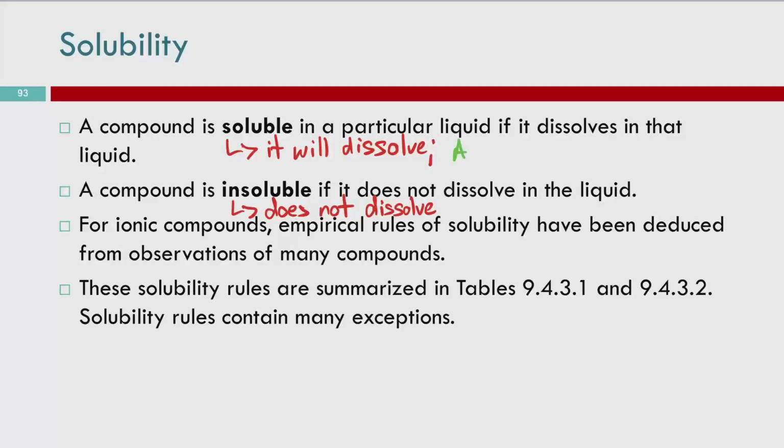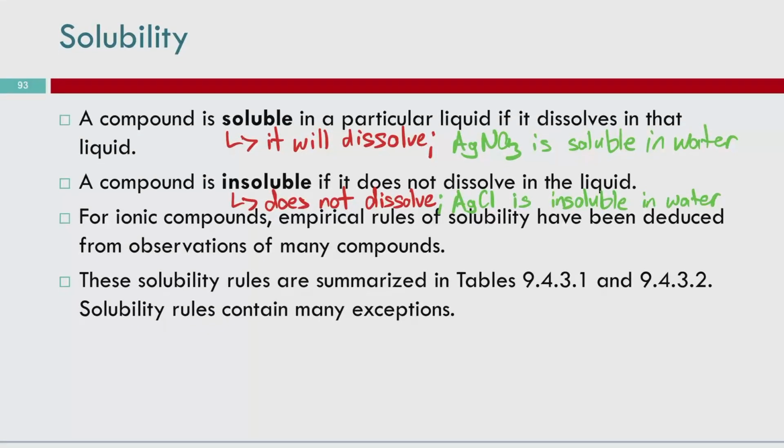So for example, AgNO3 is soluble in water. That was our first example from a couple slides ago. AgCl, silver chloride, is insoluble in water. It stays intact as its complete formula units, as a clump, when you put it into water.